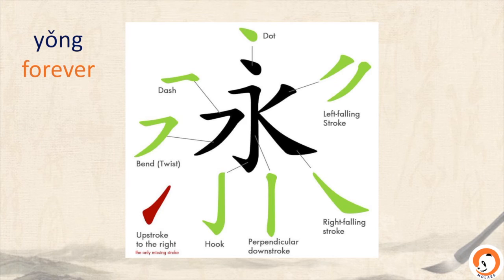For other common strokes, this character, 永, Yong, Forever, is a good way to practice, because it contains most of the other common strokes. Here, I illustrated them in green. For example, a dot, a horizontal line, a bend, a vertical line with a hook, and what we just practiced, and this one, the right fallen stroke, and then the left fallen stroke.